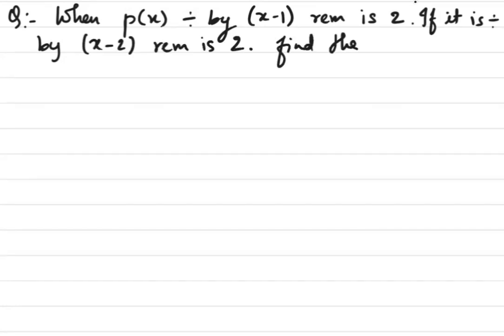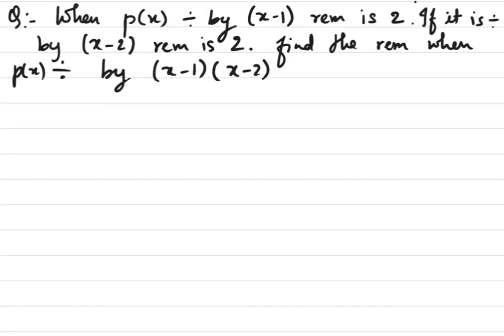Question is, find the remainder when p of x is divided by x minus 1 into x minus 2. This is what we have to do. So do try this question. At the end of the video, I'll tell you the answer for this one. Okay, let's discuss one more type.